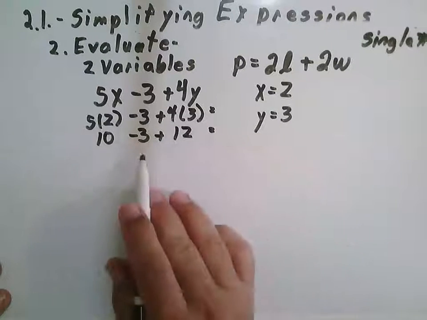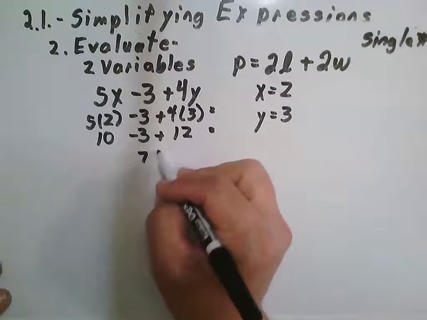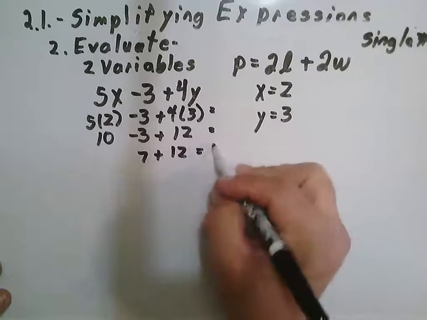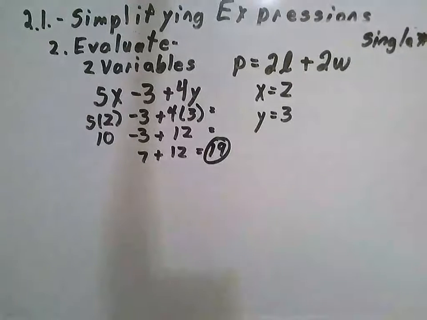And I'm just going to work left to right. 10 minus 3 is 7. 7 plus 12 is going to give me 19. So it doesn't matter what the variables are. I'm going to use these exact same variables for a different one.